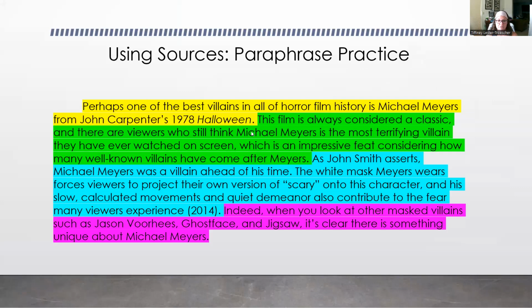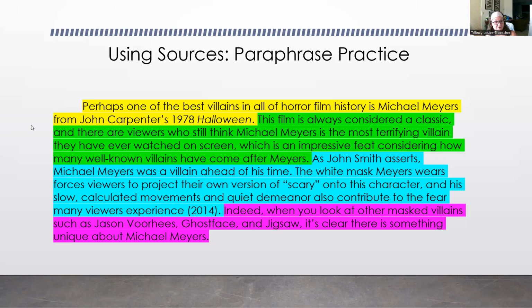All right, so this is all about villains of horror movies, right? So if you remember that essay on Halloween, there was one section, the 4th main point, that was all about the villain. It was all about how Michael Myers is one of the best villains in horror movies. So we are writing a paper about the best villains in horror movies. So we have to talk about Michael Myers. Perhaps one of the best villains in all of horror film history is Michael Myers from John Carpenter's 1978 Halloween. That was our transitional topic sentence. Now we're going to build on that and develop it more.